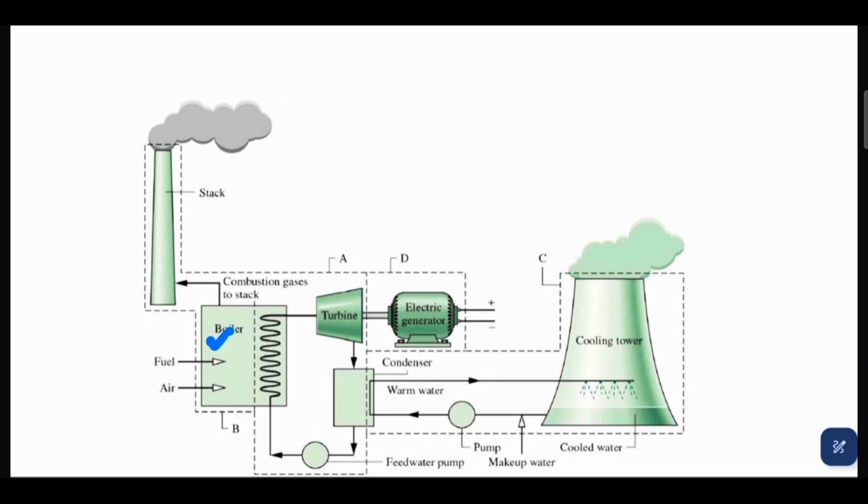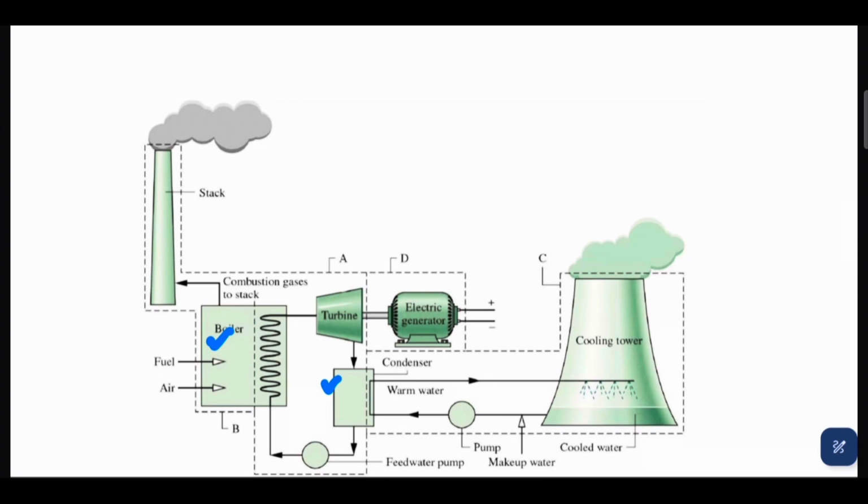And this steam, after rotating the turbines, in order to use it again in this cycle, we need to convert this steam into water. For converting this, we use a condenser. The main function of this condenser is to convert steam into water.